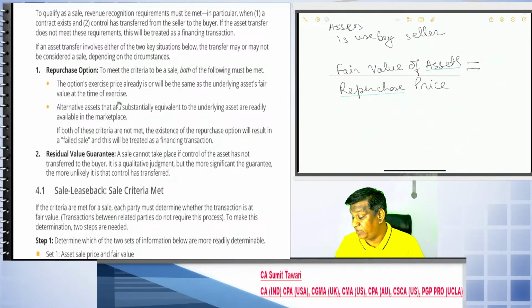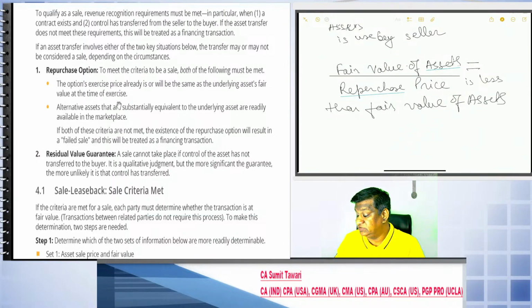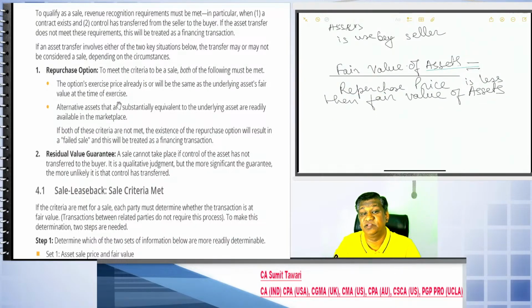Okay, if the repurchase price is less than the fair value of the asset, that means in the lease rent we already consider some of the repurchase price. If this is the situation, then you can consider it a finance lease, because we are paying the value of the asset to the buyer, the lessor. So you need to keep that in mind.